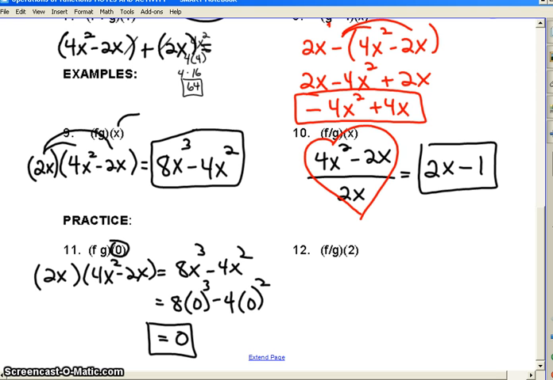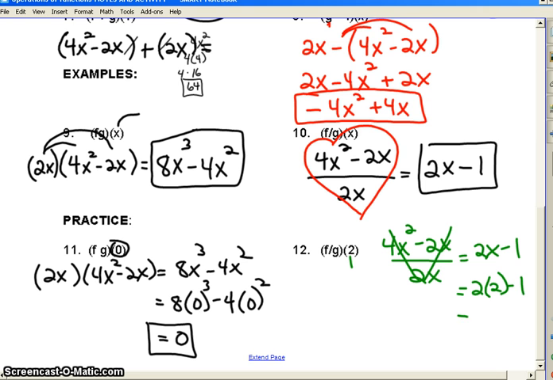On number 12, f divided by g was 4x squared minus 2x divided by 2x, and that gave us 2x minus 1. If we evaluate that at x equals 2, it looks like this. 2 times 2 minus 1. 4 minus 1 equals 3.